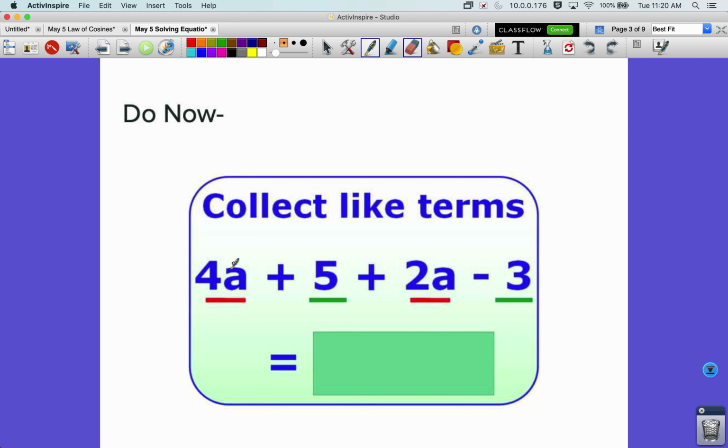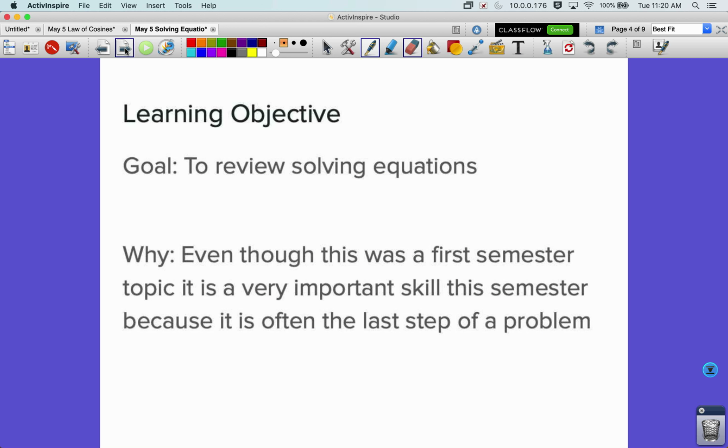These two are like terms because they have the same variable. And if there were exponents, those would have to match too, but we don't see any exponents, so they match by default. This becomes a 6a. Next, the 5 and the 3 come together to become a 2. 6a plus 2. Goal for today is to review solving equations.